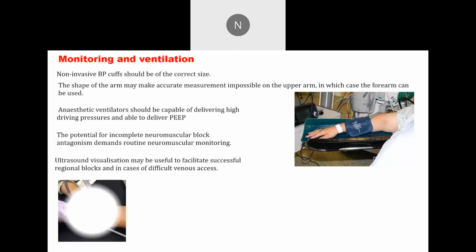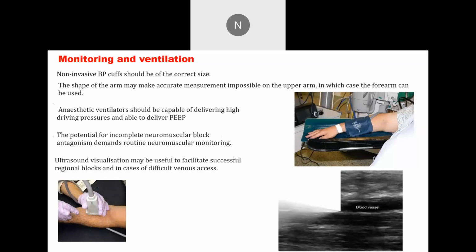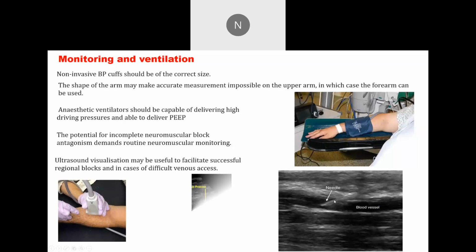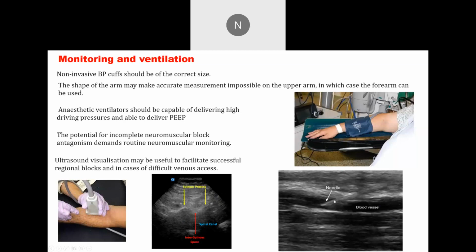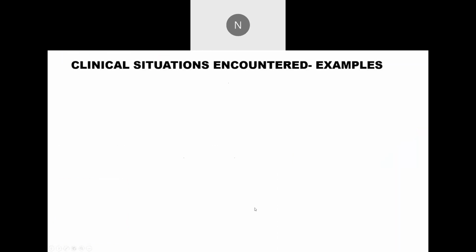And ultrasound may be useful to locate even the peripheral veins. And see, this is a picture where a peripheral vein has been located and the needle is inserted. So that is used for this purpose also, and it is useful for locating the interspinous spaces when you plan for a central neuraxial blockade.